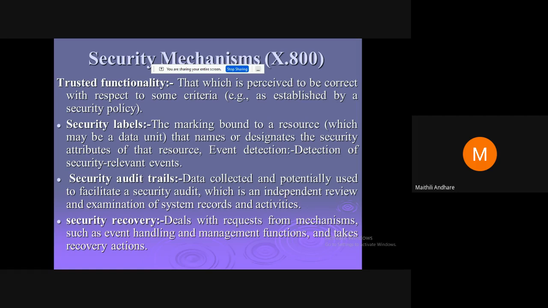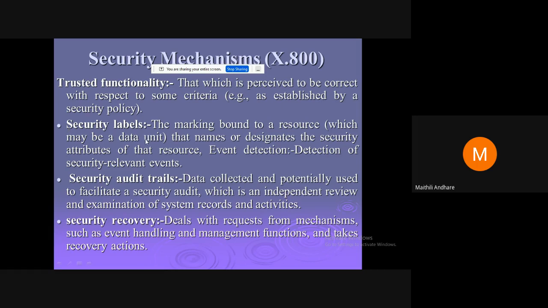Basically, that is perceived to be correct with respect to some criteria, and that criteria are nothing but your security policy. Some security policies are designed, and as per that policy, whether the functionality is working or not, whether to trust the functionality of the system or not, can be decided by this trusted functionality, and obviously we can achieve security.